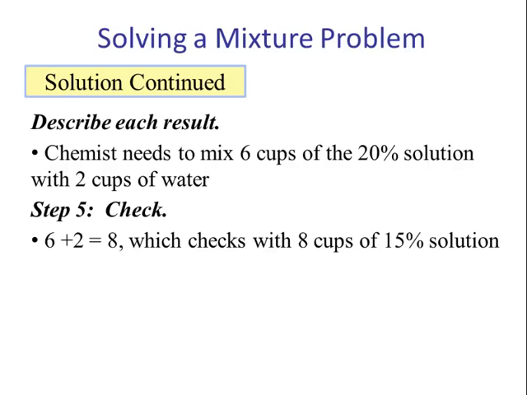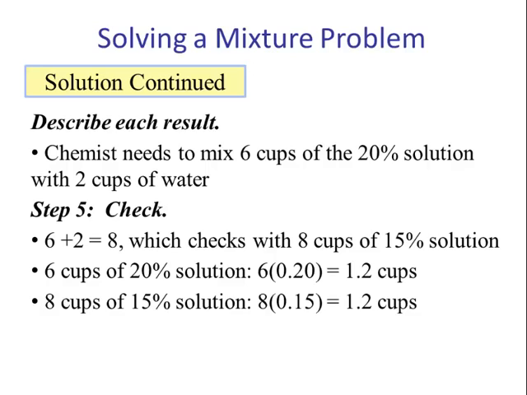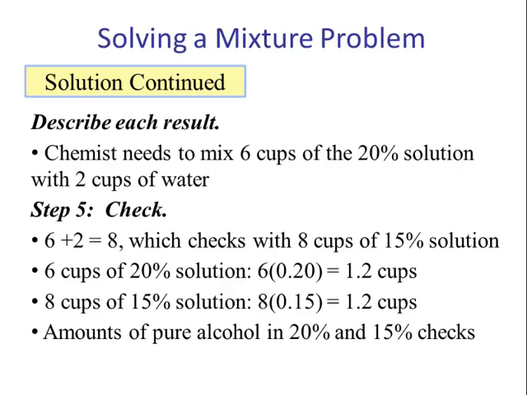To check it, we take the number of cups, so x is 6 and y is 2, and that gives us 8, which checks. And 6 cups of 20% solution would be 6 times 0.2, which gives us 1.2 cups. 8 cups of 15% solution would be the number of cups, 8, times the concentration, 0.15, and we get 1.2 cups. So the amounts of pure alcohol in the 20% and the 15% check.